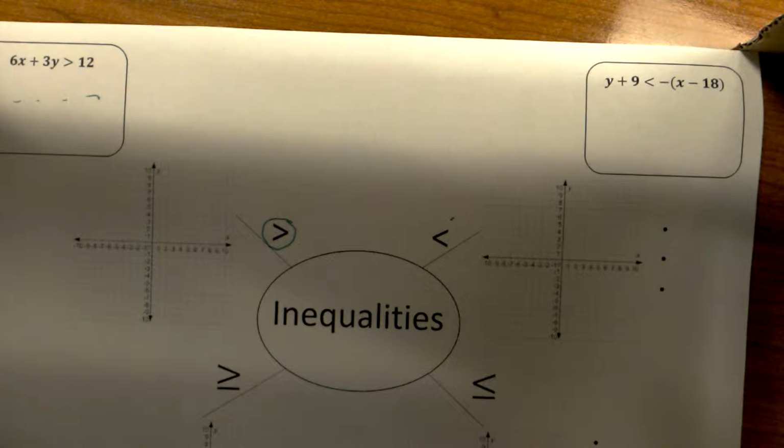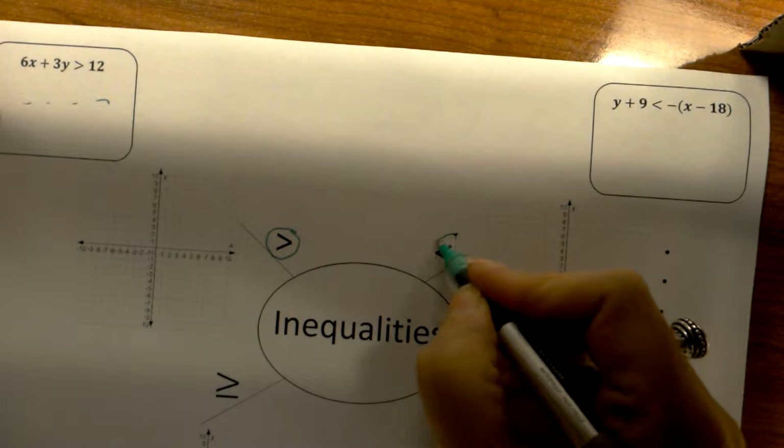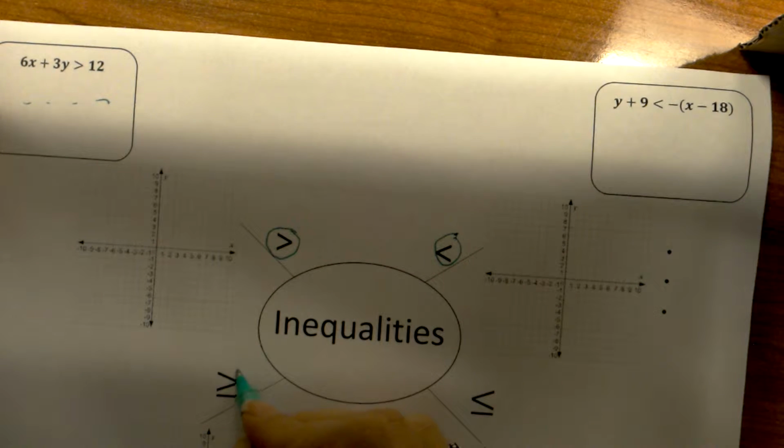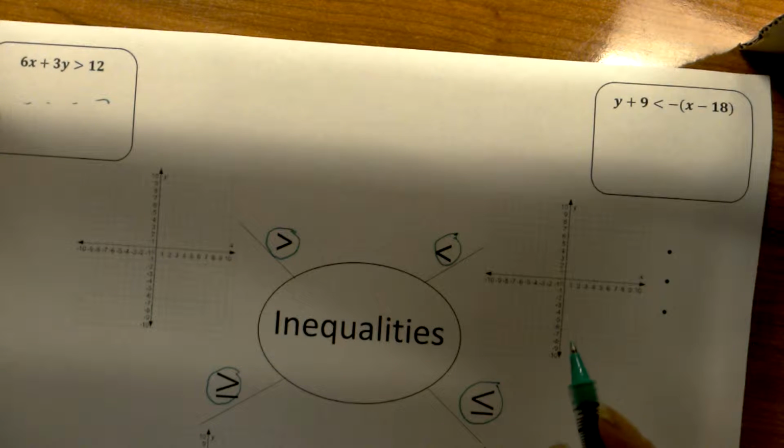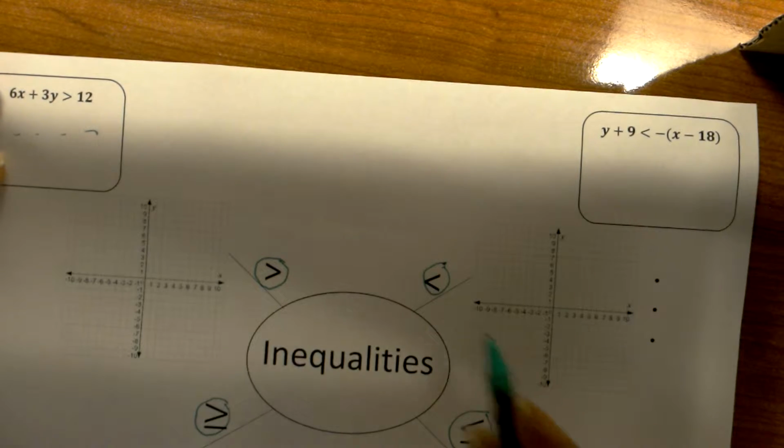Good morning. We are going to talk about inequalities today. We have four different types of inequalities, right? We have greater than, we have less than, we have greater than or equal to, and we have less than or equal to. Okay, so when it comes to graphing, there's a couple of things you have to look at.